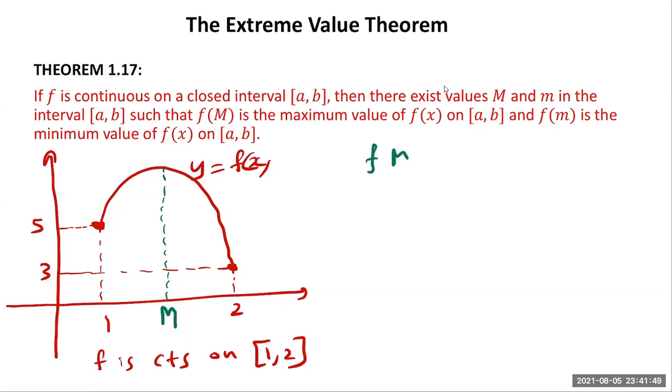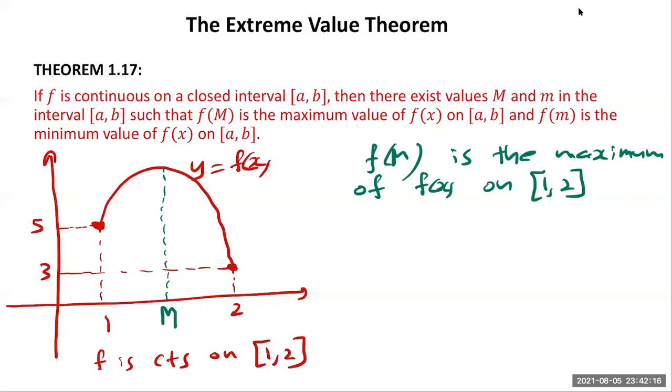That is the maximum value. f of M is the maximum of f of x on the interval [1, 2]. That is the max. f of M is the maximum y value. This is f of M, by the way. That is the maximum of f of x on the interval [1, 2].